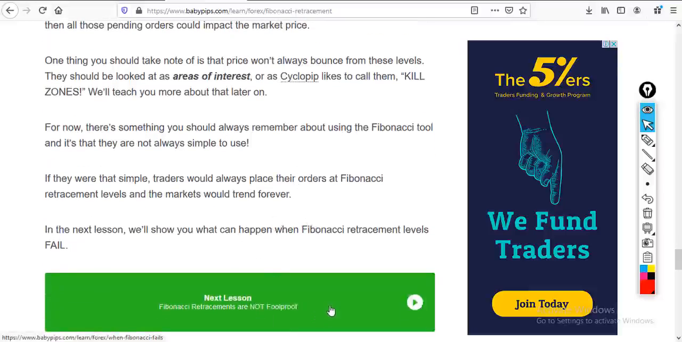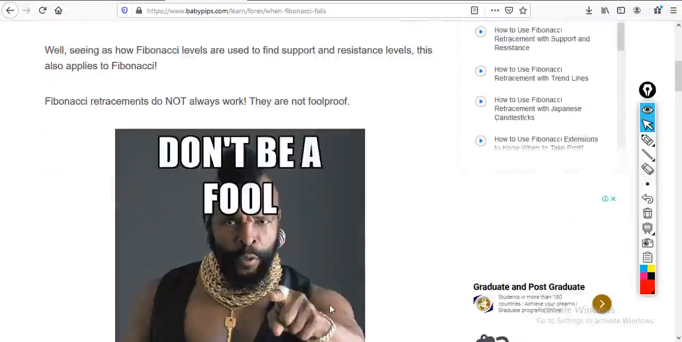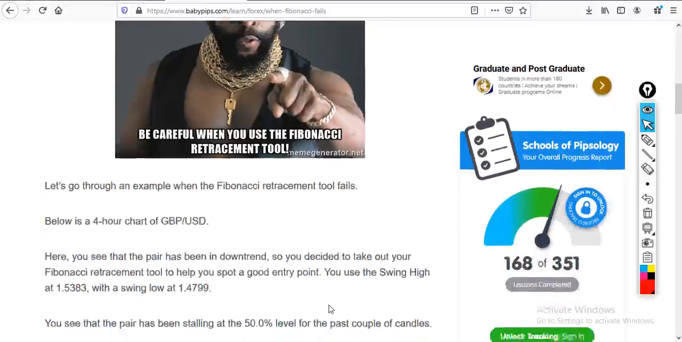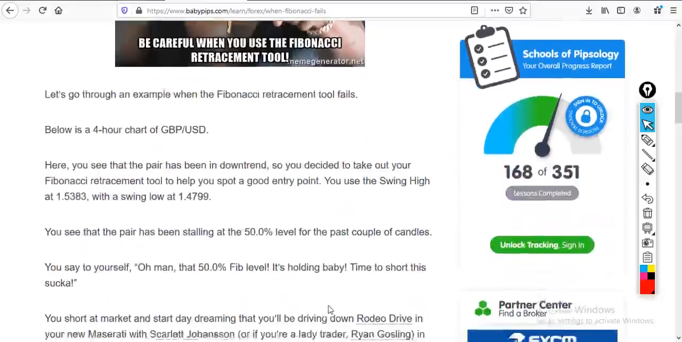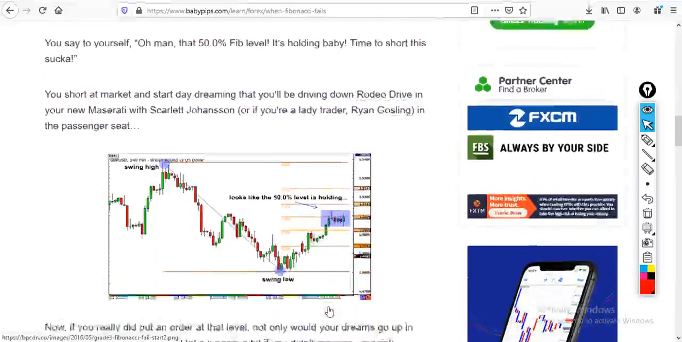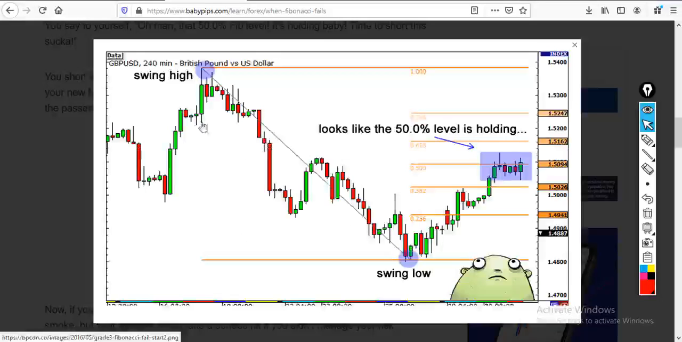So let's move on to why Fibonacci retracements are not foolproof. In this section, Fibonacci retracements are not foolproof. It's basically saying you cannot base your trading decisions alone on Fibonacci retracement levels. Even though you plot your graph very well, drawing the levels from the swing high to the swing low, you cannot depend on it alone. And we have an example here. We see from the swing high to the swing low.